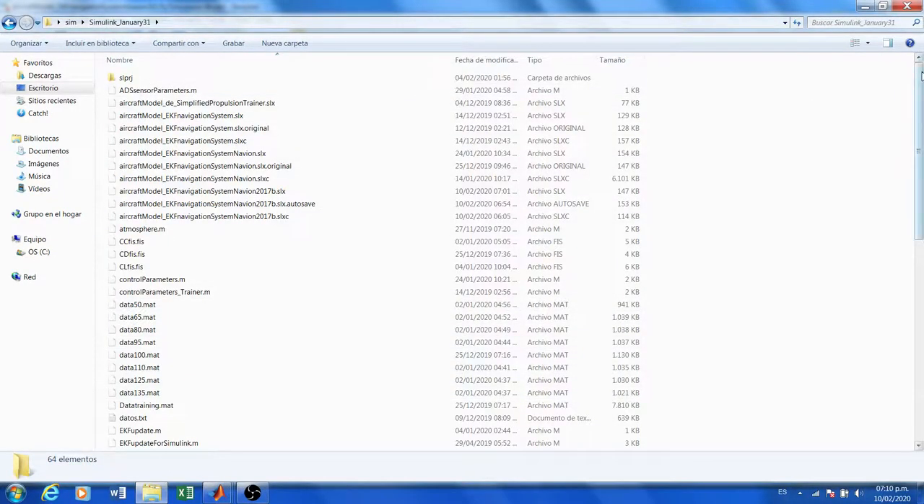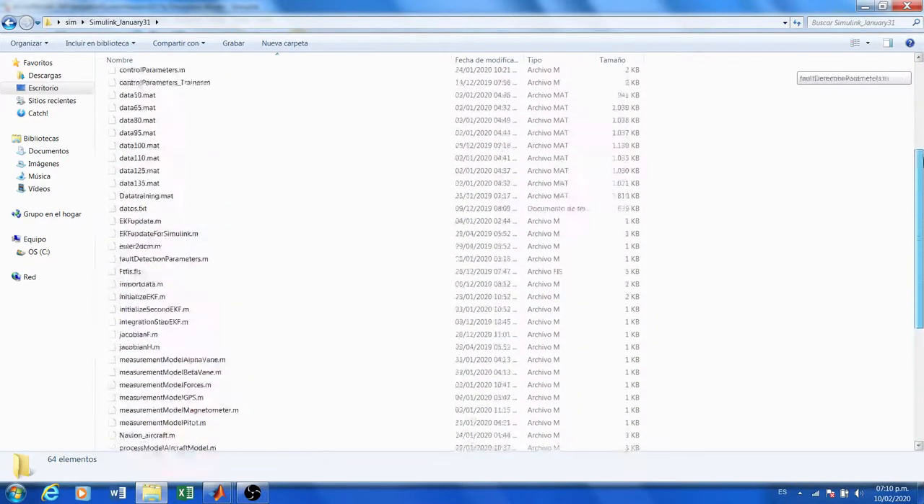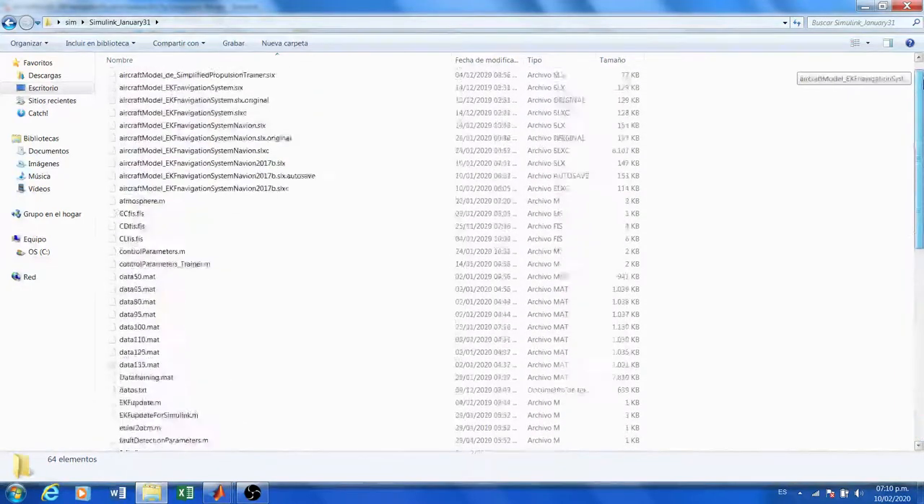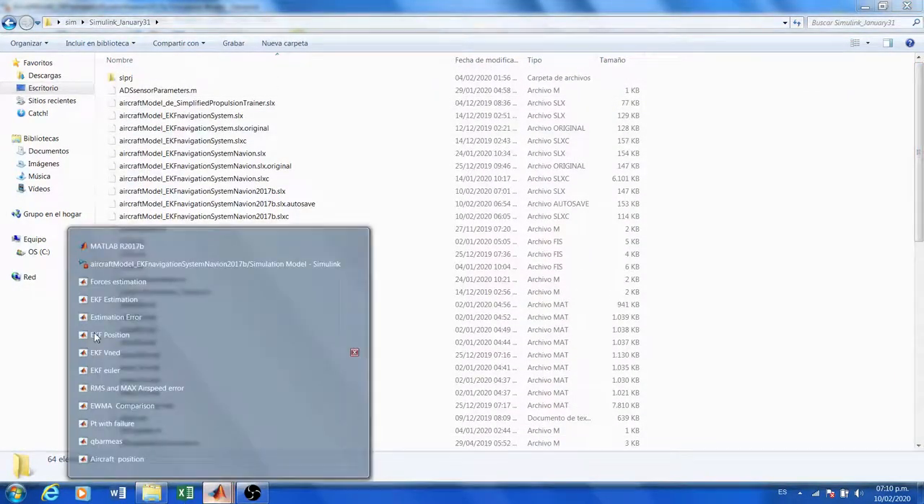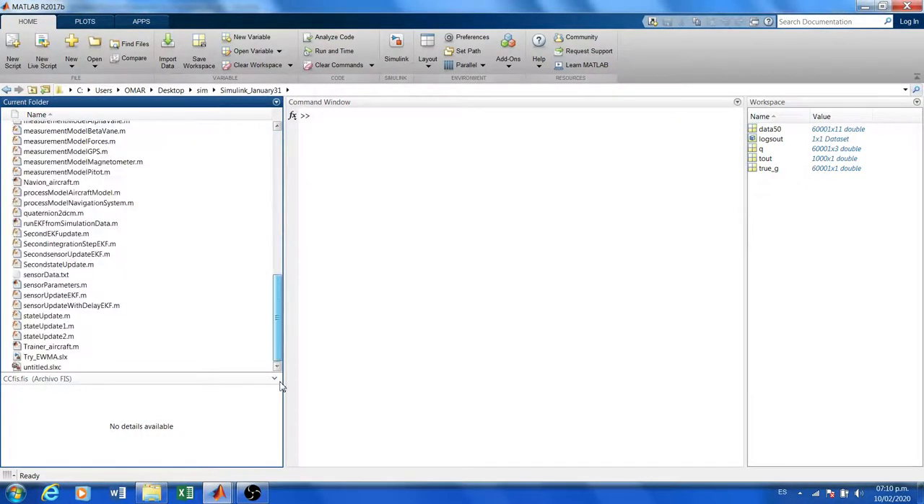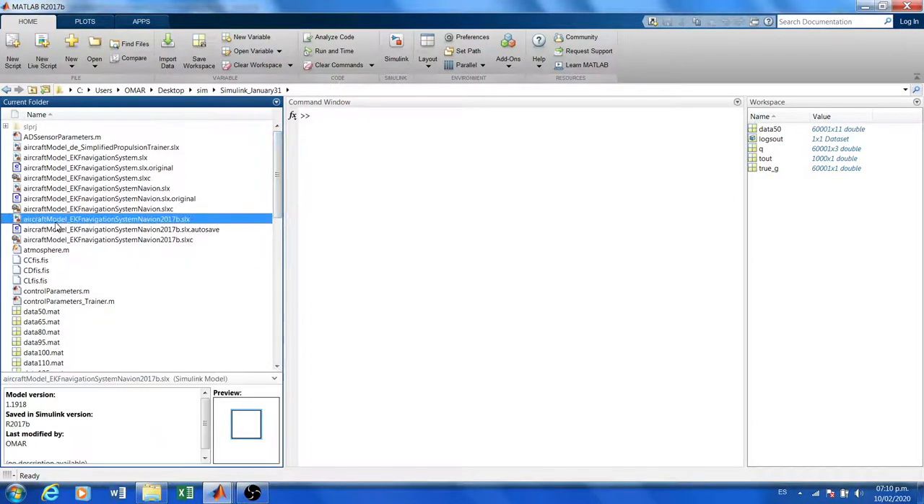So all these files are all the MATLAB scripts and Simulink files. So if we go into MATLAB here, we have all the files. Let's check what files we have here. This is the aircraft model that we just played in the last two videos, with this icon: aircraft model EKF navigation system Navion 2017B. 2017B is the version of MATLAB that I'm using.